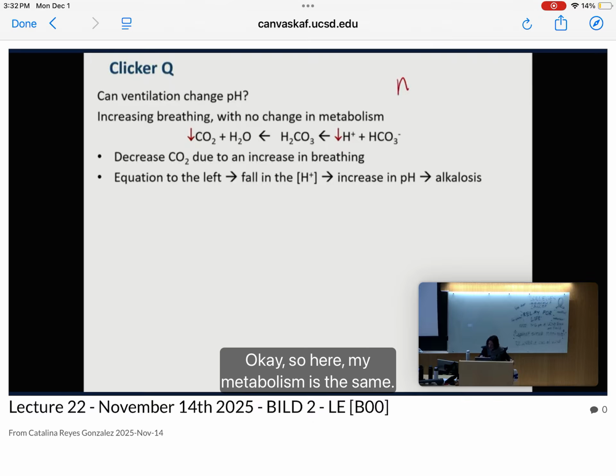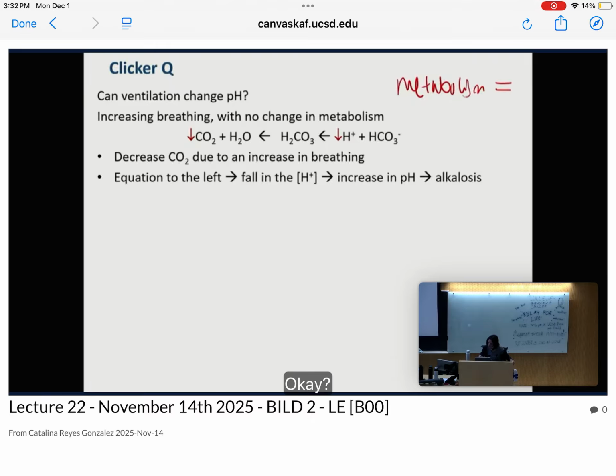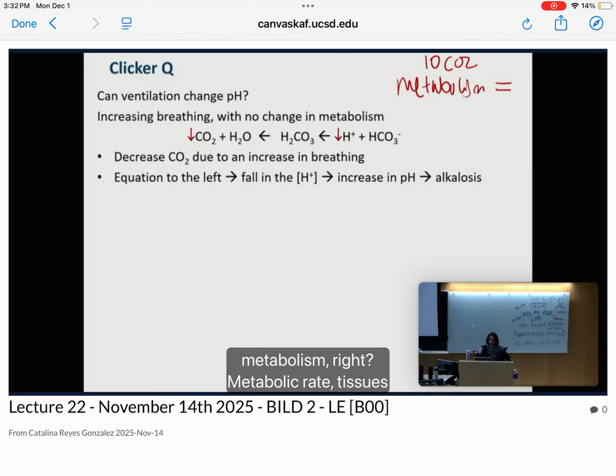Okay, so here, my metabolism is the same. So I'm producing 10 CO2s through my metabolism, right? Tissues metabolize, they produce CO2 as a byproduct of metabolism, so I'm producing 10 CO2s. And normally, I would need to move those 10 CO2s towards the lungs using my cardiovascular system, perfusion, and then I need to breathe enough to exhale those 10 CO2s, okay?